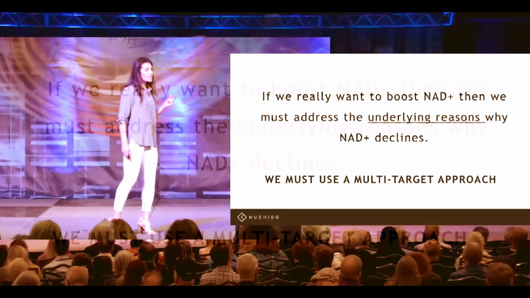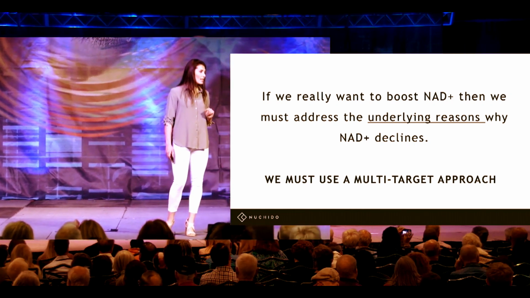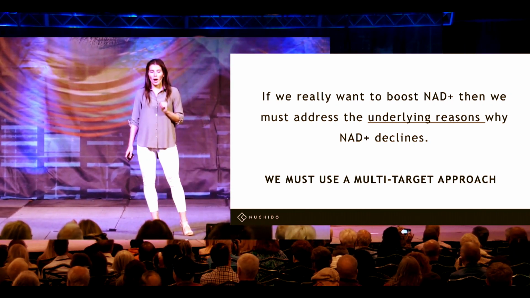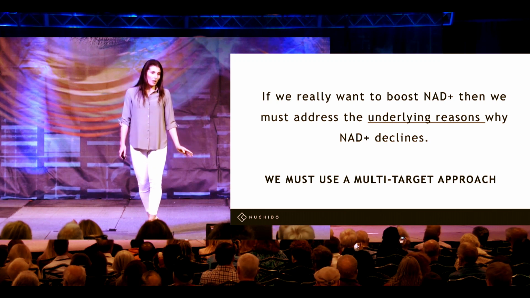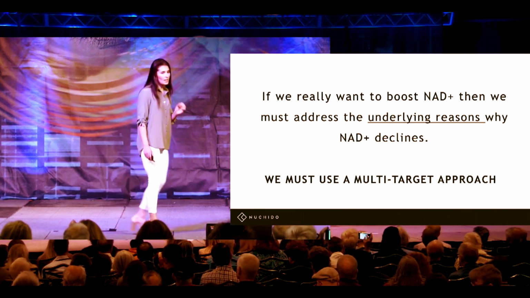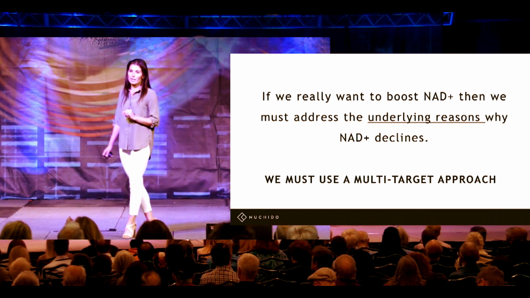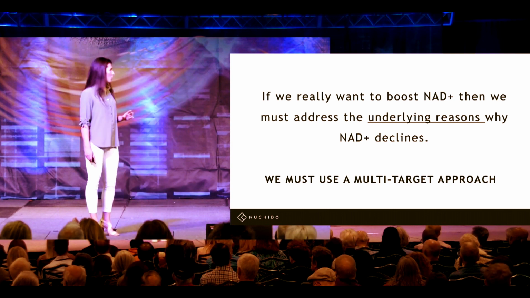So what this tells us is that if we really want to boost your NAD, then you've got to address the underlying reasons why your NAD is actually declining. In other words, we need to use a multi-targeted approach. We need to fix that salvage pathway. We need to make the cells more efficient again at making NAD. We need to stop them using up so much.